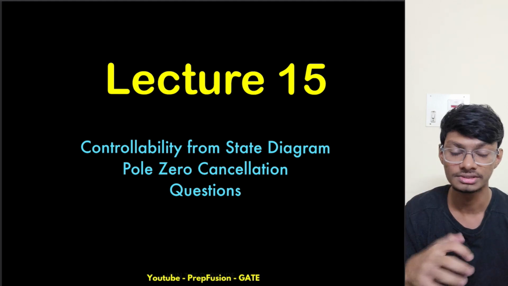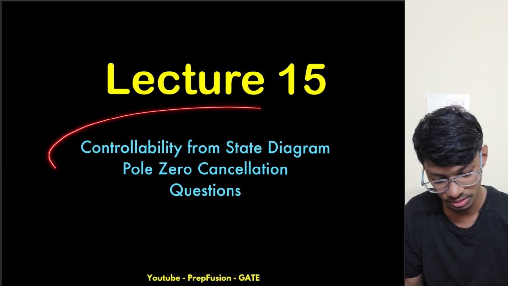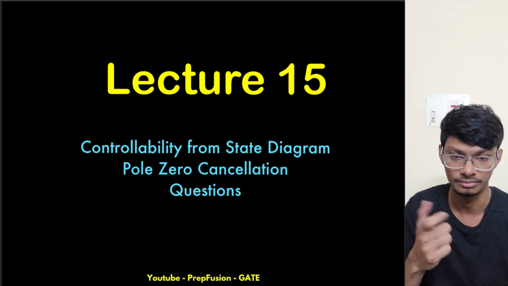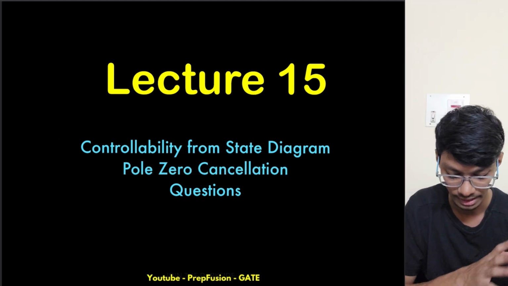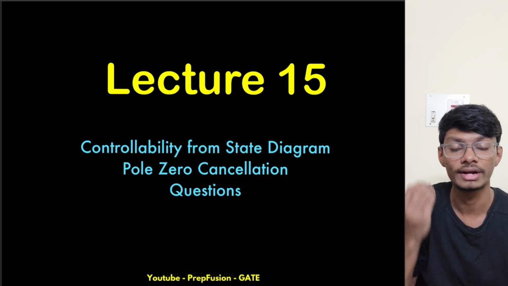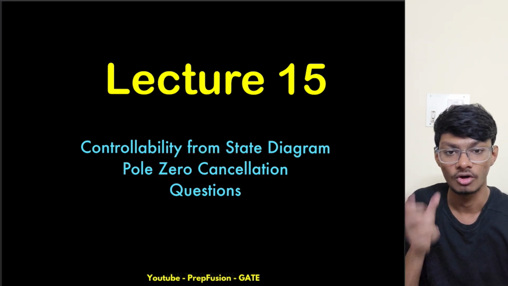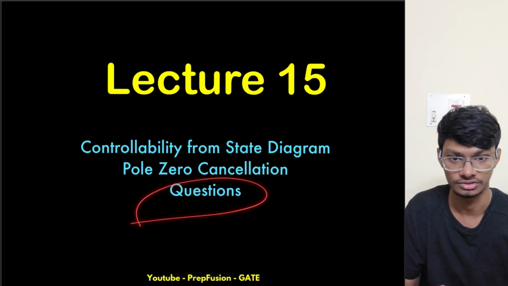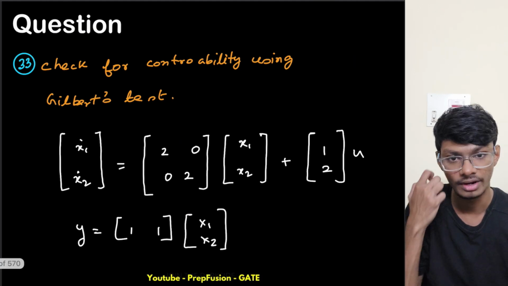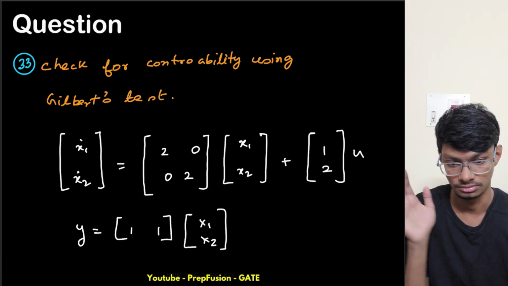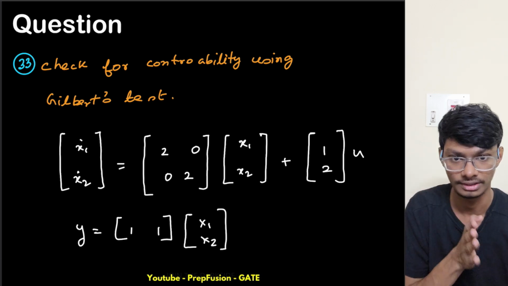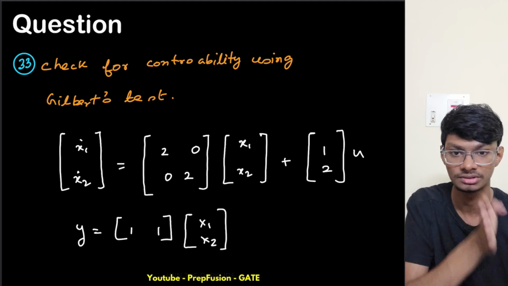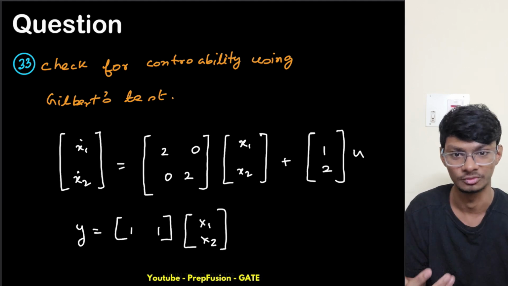So in this lecture, what will we study? We will study controllability from the state diagram, basically continuing the previous lecture itself, and pole zero cancellation. So what happens to the controllability of a system if there is some pole zero cancellation, and a few questions obviously. We'll try to end the controllability theory here, and we'll try to start observability in the next lecture. Let's see where it goes.